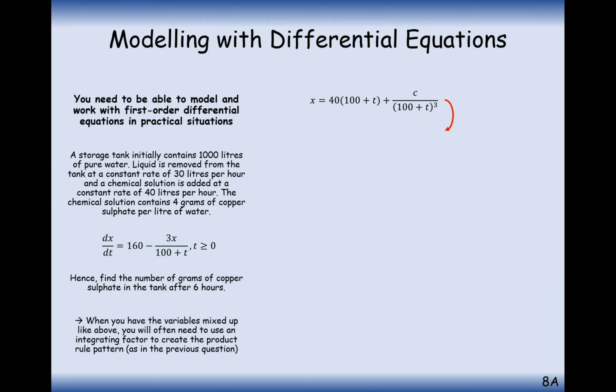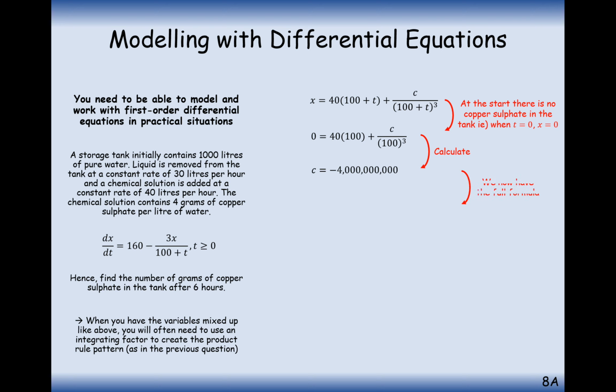So what we're told in the question is initially there's no copper sulfate in the tank, so at time t equals 0, x equals 0. So let's plug that in and work out what c is, and c is going to be minus 4 billion. So minus 4 billion is the value for c. Never had such a big value of c before.